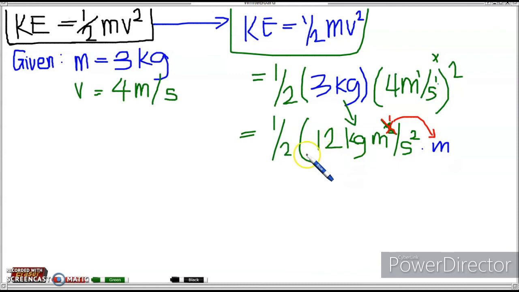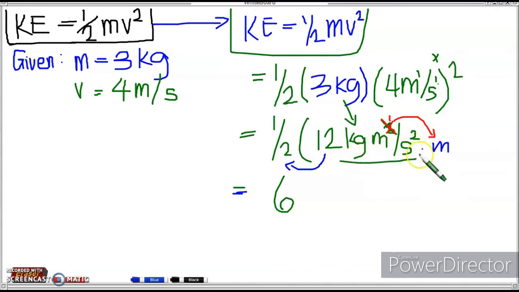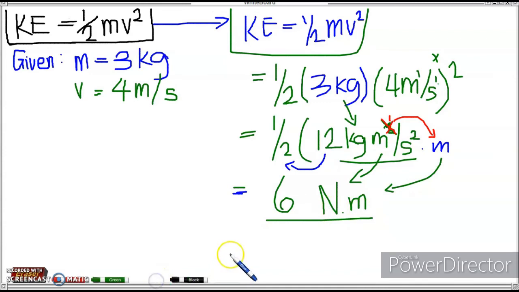So, multiply mo ang 12 sa 1 half. So, pila. So, 12 times 0.5, so equal to 6. And then, ang kilogram meter per second squared, convert mo siya into Newton. So kilogram meter per second squared is equal to Newton. So meaning convert mo siya sa Newton, and then copy the meter lang mo siya. Yeah. So 6 Newton meter is also equal to 6 joule, is our answer.